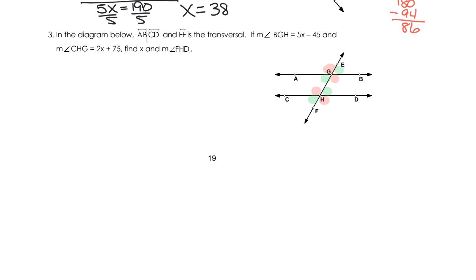Okay. All right, now they will go ahead and tell me that the measure of angle BGH, so B to G to H, so this angle here, is 5x minus 45. And the measure of angle CHG, C to H to G, is this angle here, which is 2x plus 75.